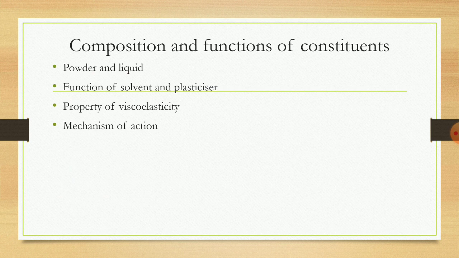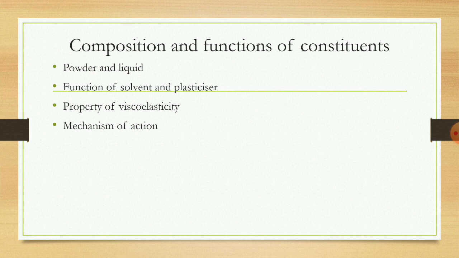Then followed by ideal properties, we need to write about composition and functions of each constituent. We know that the basic composition for tissue conditioner is a powder and a liquid. The powder is basically a polymer and the liquid is basically a methacrylate monomer. Then next we have function of solvent and plasticizer. These two components play a very important role in the tissue conditioner. For solvent, we usually use ethanol, whereas for plasticizer there is dibutyl phthalate.